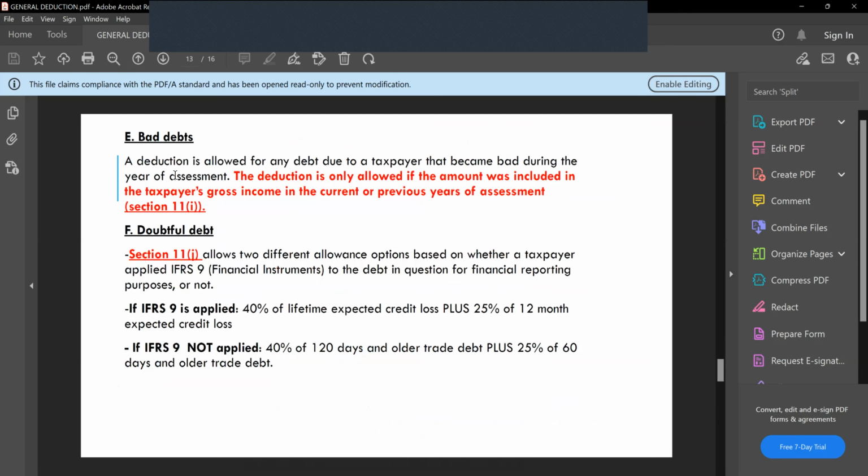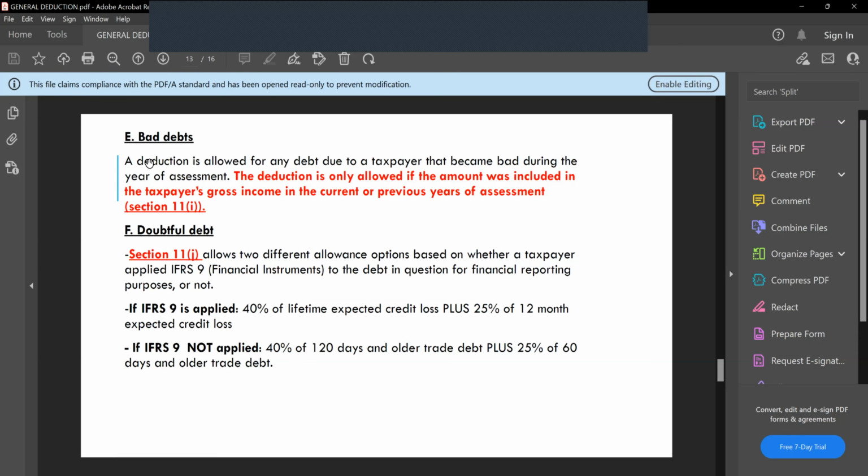Then there's bad debts. A deduction is allowed for any debt due to a taxpayer that became bad during the year of assessment. Very important. This deduction is only allowed if the amount was included in the taxpayer's gross income in the current or previous years of assessment. So this is in terms of Section 11I, right? So if this is bad debt as a result of trade debtors, that's deductible in terms of Section 11I.